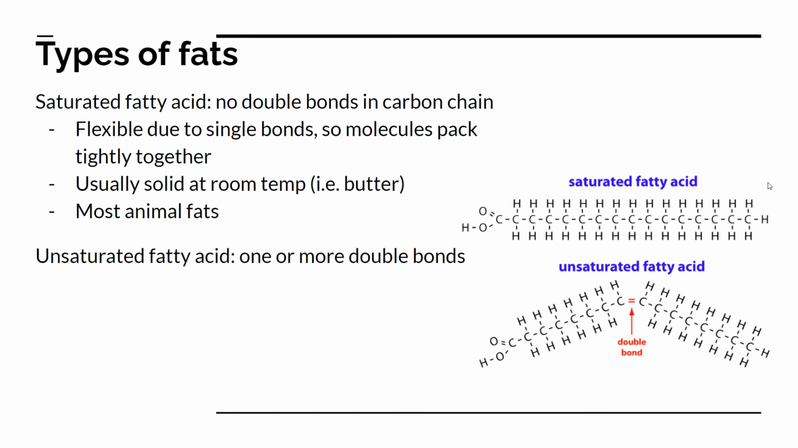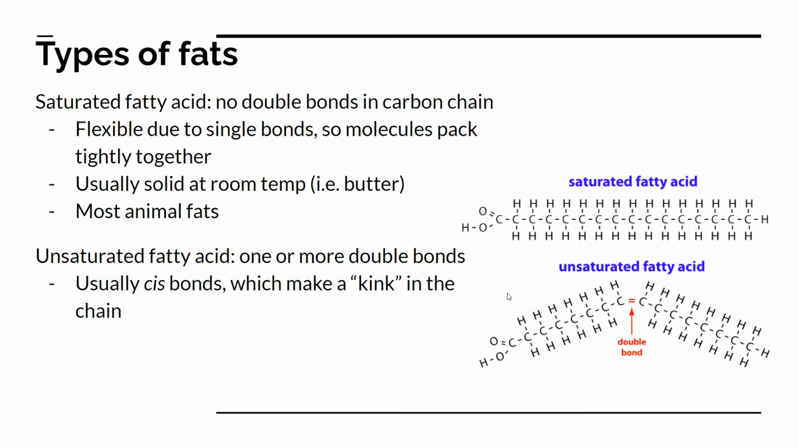An unsaturated fatty acid has one or more double bonds in the carbon chain. So you can see unsaturated here. This now does not have hydrogens attached down here to these two carbons because those bonds have been removed to kind of form this double bond. So unsaturated means it does not have every single carbon along that chain attached to the most possible hydrogens.